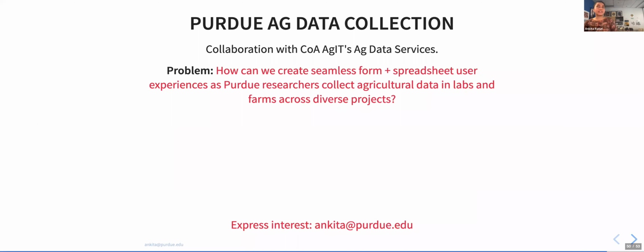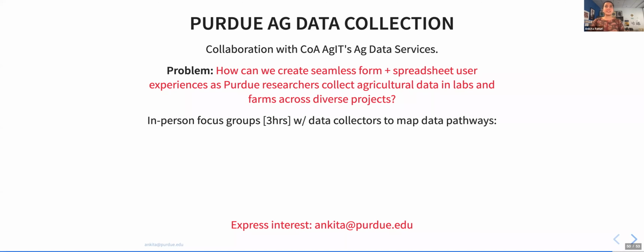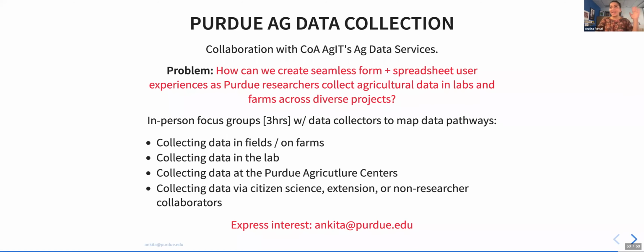We have another fun study that I thought might be interesting to y'all that is also currently being rolled out. This is in collaboration with our very own College of Agriculture's Ag IT group. We're working with them to think about how we can create seamless form and spreadsheet user experiences as Purdue researchers are collecting agricultural data in labs and fields across diverse projects. This summer, we're hoping to do a couple of in-person focus groups, yay, with data collectors to be able to map data pathways.